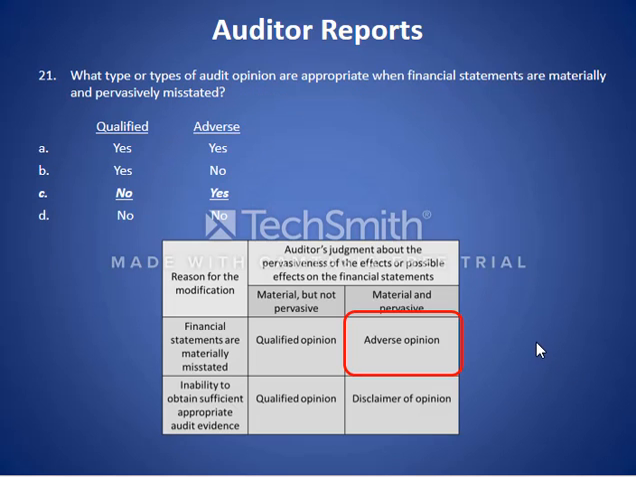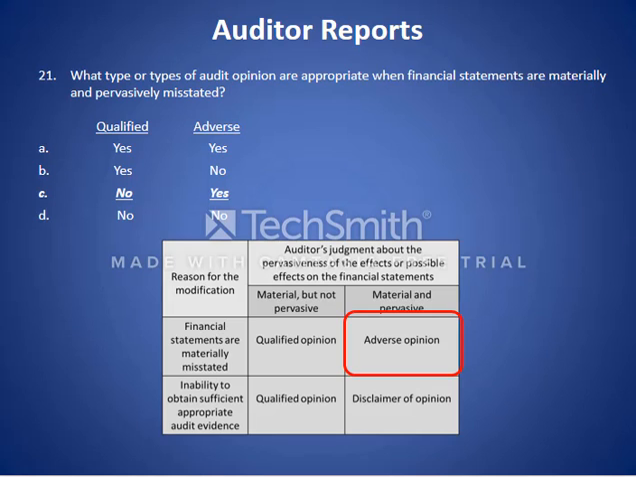The answer to question number 21 is C. First of all, what type or types of audit opinion are appropriate when financial statements are materially and pervasively misstated? Okay, with this chart, it's actually pretty easy to do if you memorize it. First of all, it asks what type of audit opinions are appropriate when the statements are material and pervasively misstated.